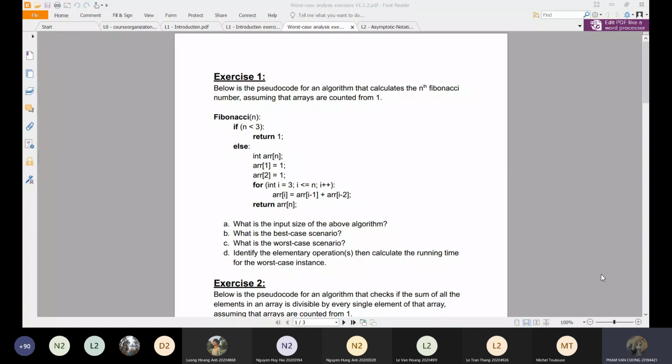The answer for question C is when N is bigger than 3. Okay, so let me explain here. When N is less than 3, we always return 1 right away. Either N equal to 1 or 2, so the running time should be a constant. But when N is bigger than 3, you have to go to this branch, and there is a for loop here, and so on and so forth.